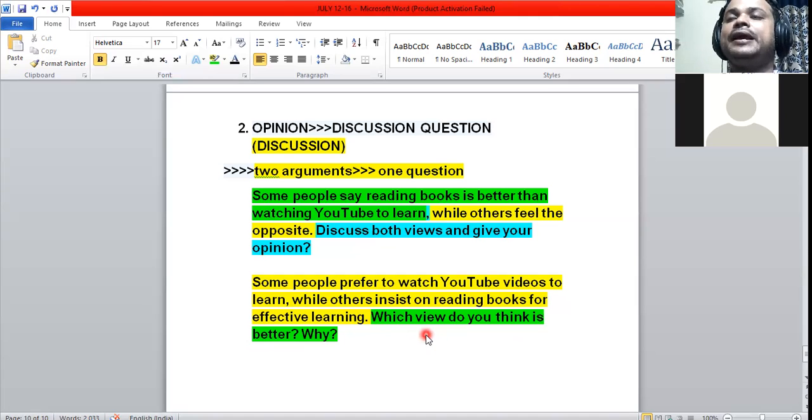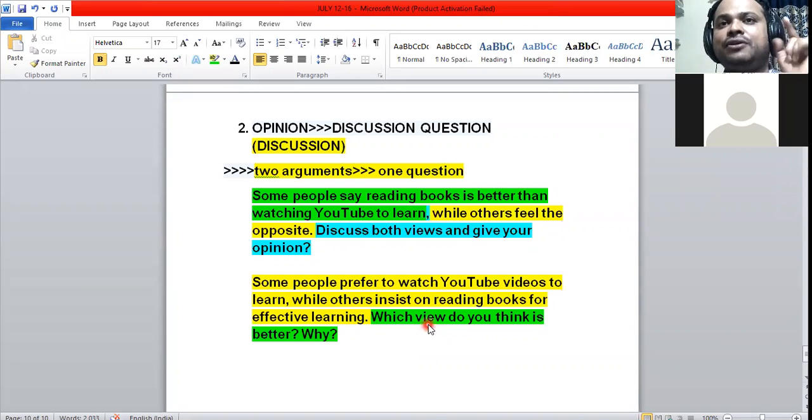You can give your opinion in the beginning, but in the body paragraphs you need to discuss both views, because two arguments are there, one argument, another argument, so both should be addressed. If you leave one, your task response is poor, your task is incomplete. So you have to understand that whenever you see two opposing arguments, you cannot discuss one argument and leave the other. You have to discuss both.